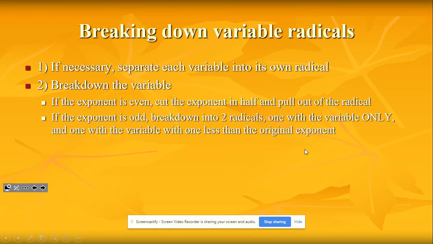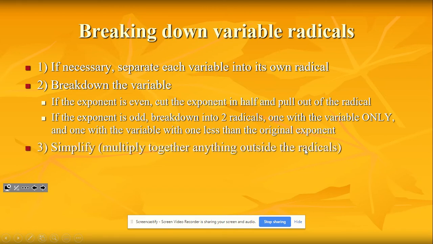If the exponent is odd, break it down into 2 radicals, one with the variable only, and one with the variable having 1 less than the original exponent. Next, simplify. And make sure you multiply together anything on the outside of the radicals, just like we talked about in the last examples.